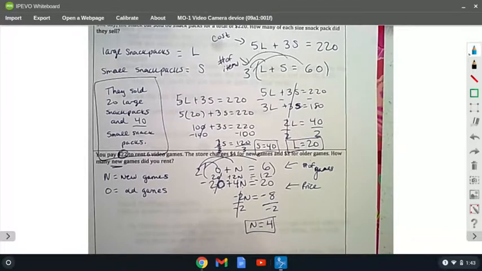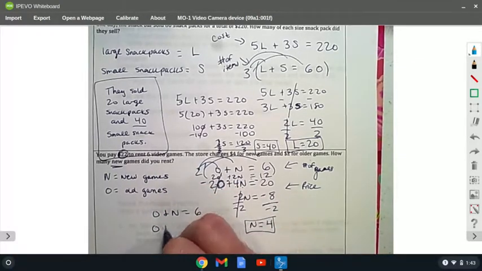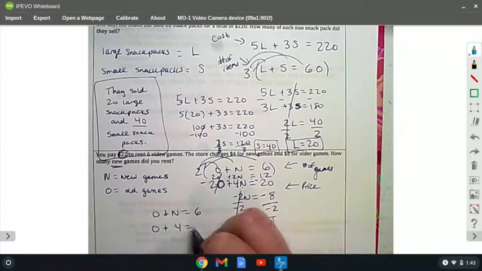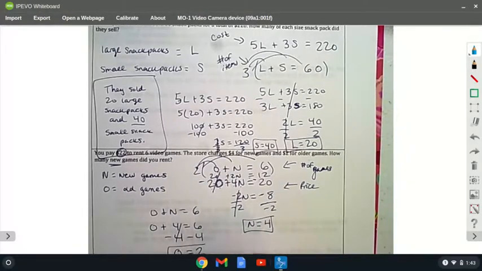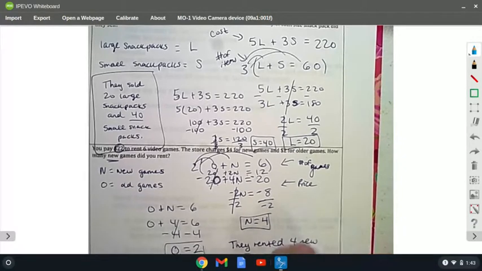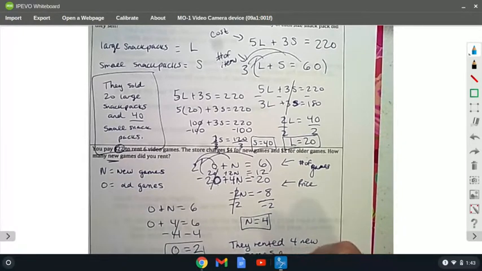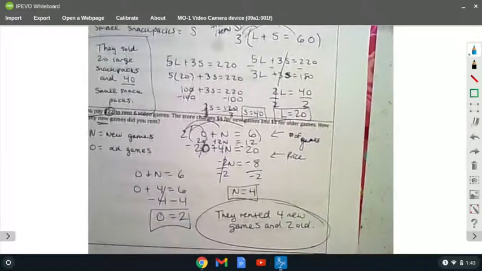Now, if I look at my original equations, I had O plus N should equal 6. So if I plug in 4 for N, I will subtract 4 from both sides and realize that there must have been 2 old games. So how many new games did we rent? They rented 4 new games and 2 old. That's my final answer.